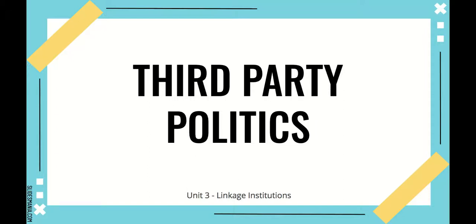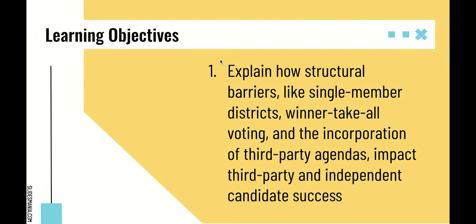Hi, everybody. Today we are going to be talking about Notes 3.6, and this is all about third party politics. So, we've talked about the two major parties and their ideologies. This is going to be about third parties today, and largely looking at our objective, looking at how structural barriers like single member districts, winner take all voting, and the incorporation of third party agendas act as barriers to third party and independent candidate success.